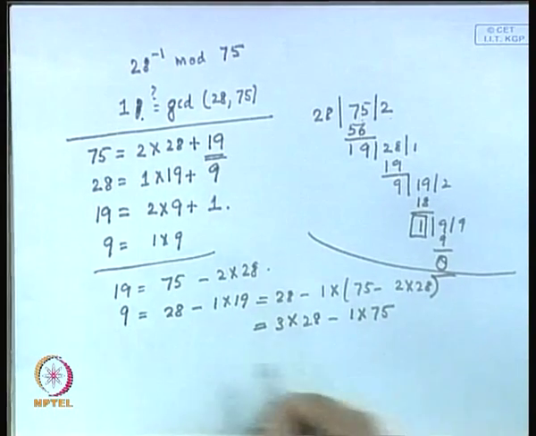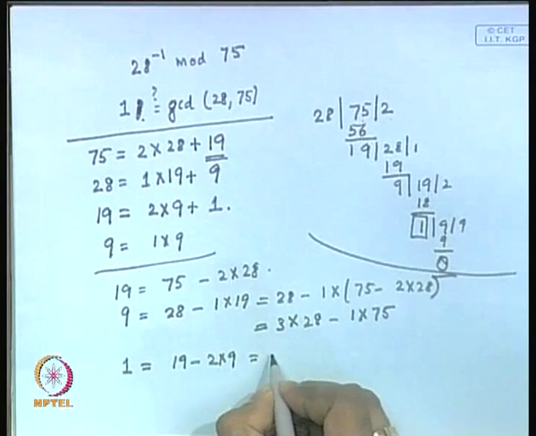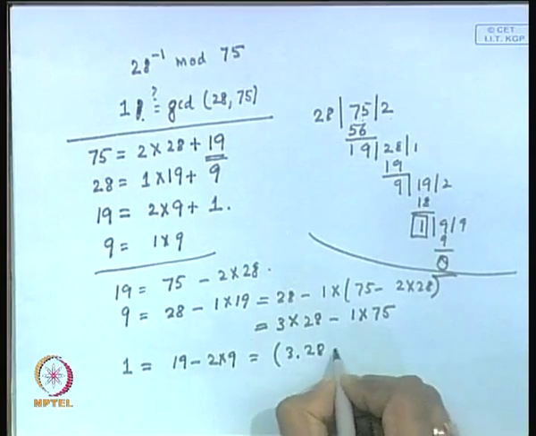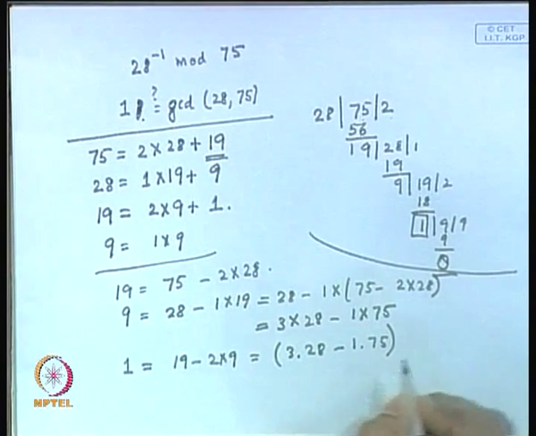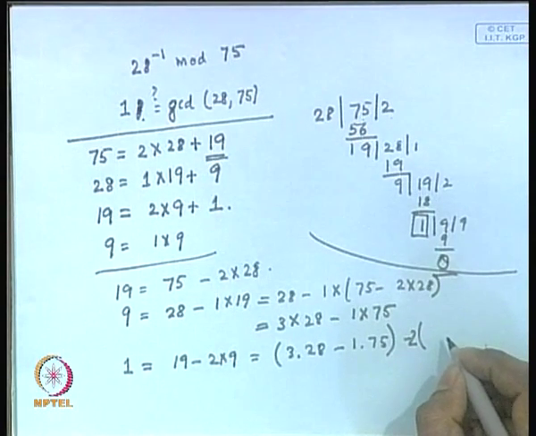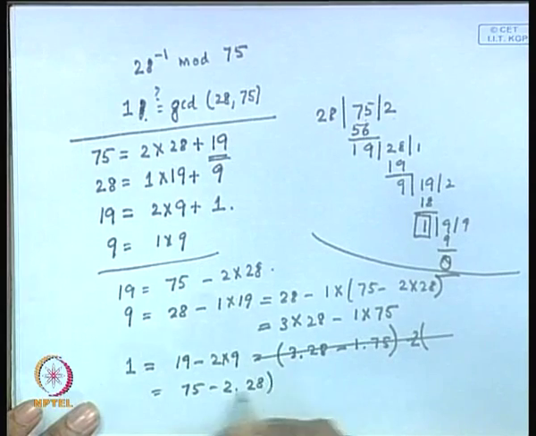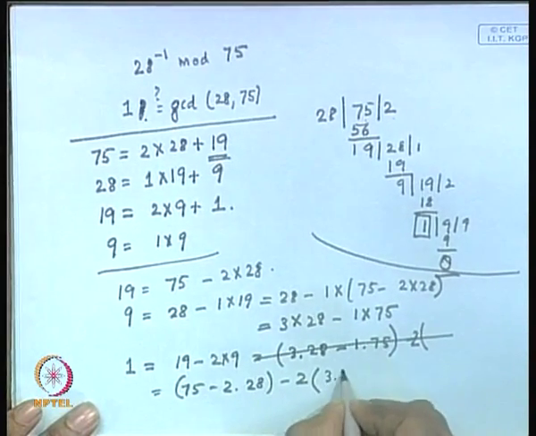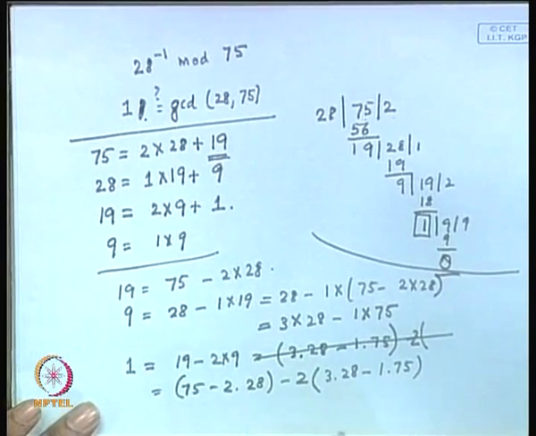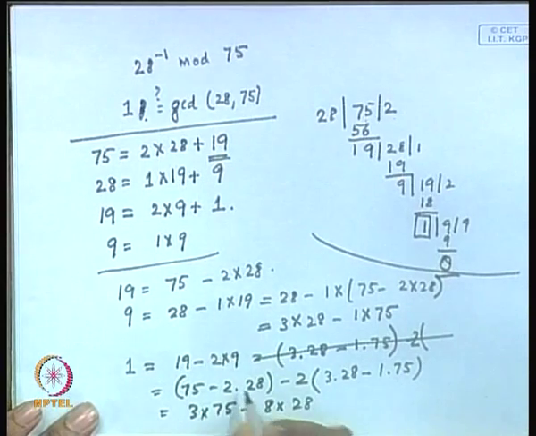So, what about the next element? The next remainder is 1. So, 1 is 19 minus 2 into 9. So, 19 I know as 75 minus 2 into 28, and 9 is 3 into 28 minus 1 into 75. So, therefore, this is actually 3 into 75 minus 3 into 2, 6, minus 2, 8 into 28, right.